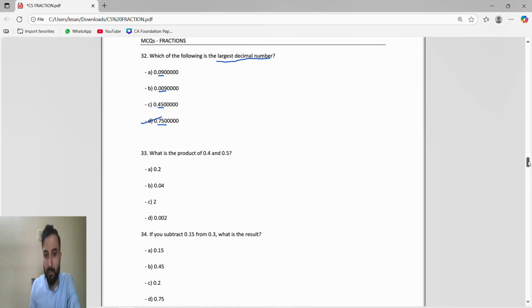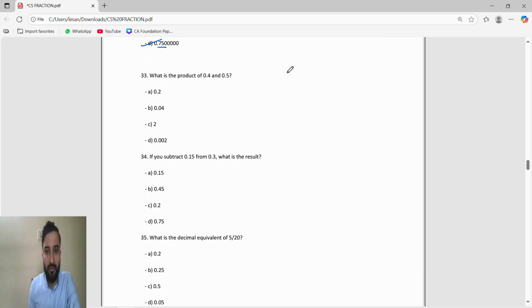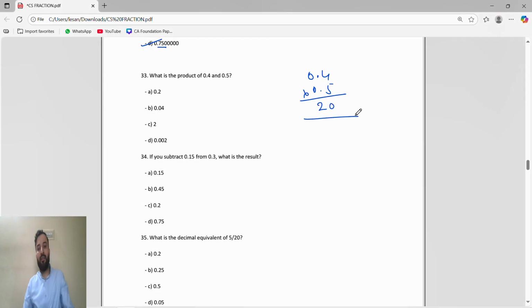The largest decimal number. What is the product of this? Just multiply, guys. 0.4 multiplied by 0.5. Multiplication is a very simple thing, guys. 0.4 into 0.5, so what will we do? We just do 4 fives are 20. And after how many digits do we have a decimal? 1 digit here, 1 digit here, 2 digits. So 1 plus 1 is 2, so 0.20. 0.20 I can also write as 0.2.